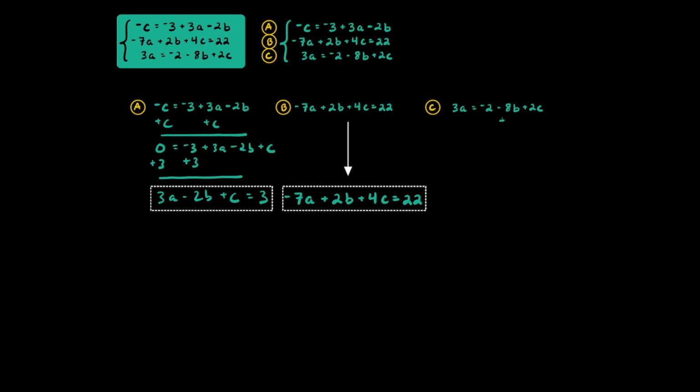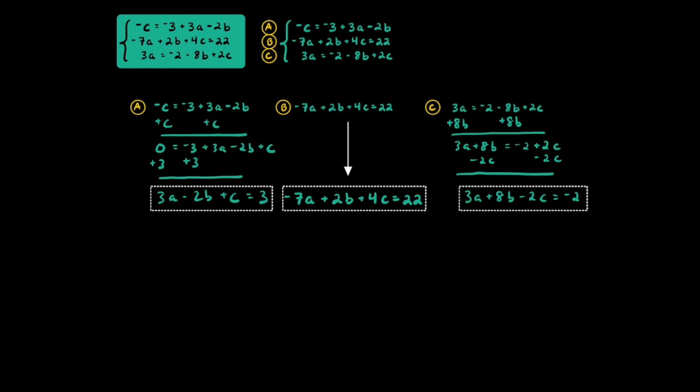For equation C, I'm going to add 8b to the right side and add 8b to the left side. From that, we're going to get 3a plus 8b is equal to negative 2 plus 2c. Next, let's subtract 2c from the right side and subtract 2c from the left side. And that'll give us 3a plus 8b minus 2c is equal to negative 2. Now all three equations are in the same form. And here are all the rewritten equations.